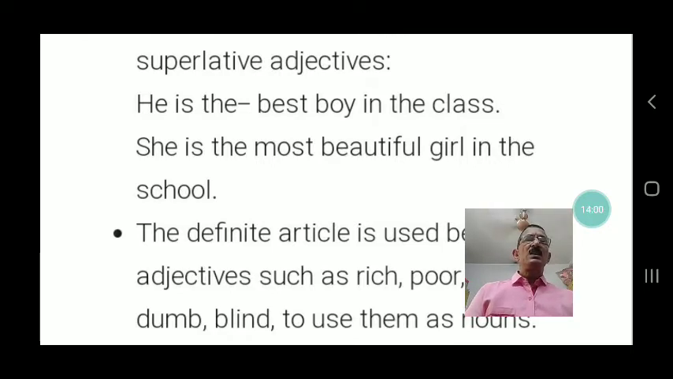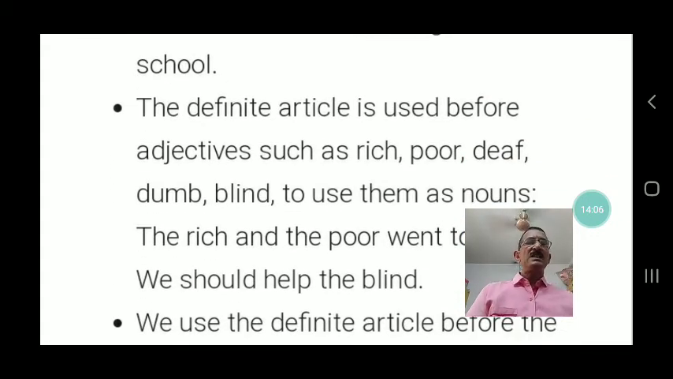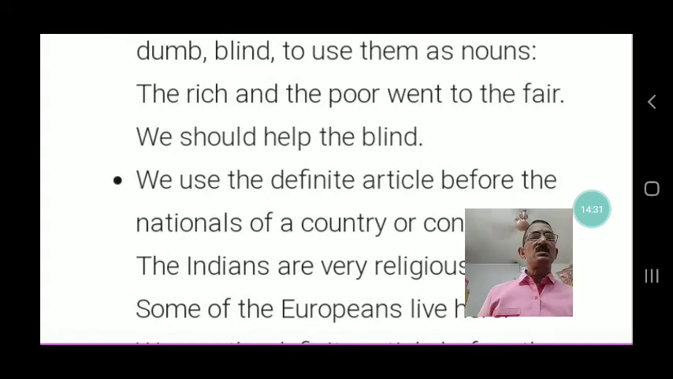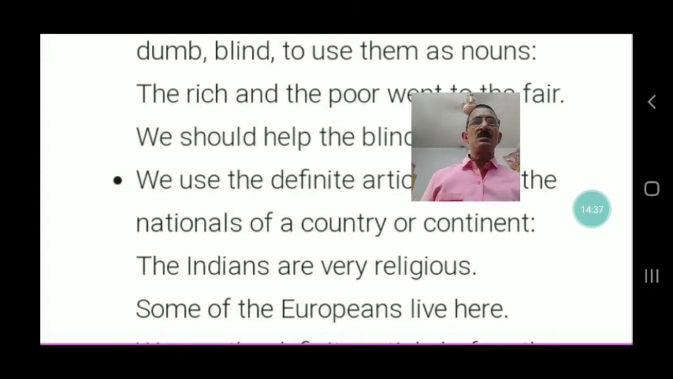Most beautiful, best boy. The definite article is used before adjectives such as rich, poor, deaf, dumb, blind, to use them as nouns. Means if we use the before certain adjectives that are used as common nouns, the rich and the poor went to the fair. We should help the blind and the deaf. We use the definite article before the nationals of a country or continent. The Indians are very religious. Some of the Europeans live here.